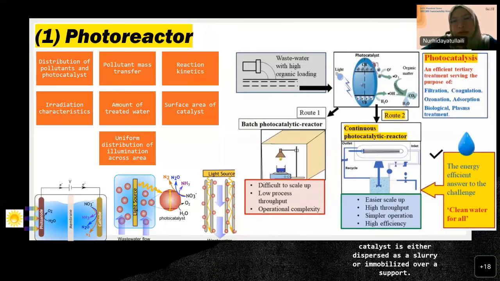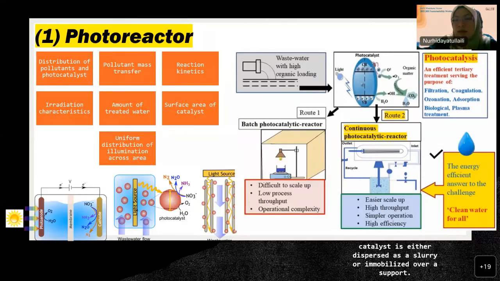So the normal setup for the photocatalytic reactor is the batch photocatalytic reactor that we normally have in the lab. But this setup is associated with some limitations and is difficult for scale up, with low process throughput and operational complexity, because it can only be used for single parameters or single reactions.